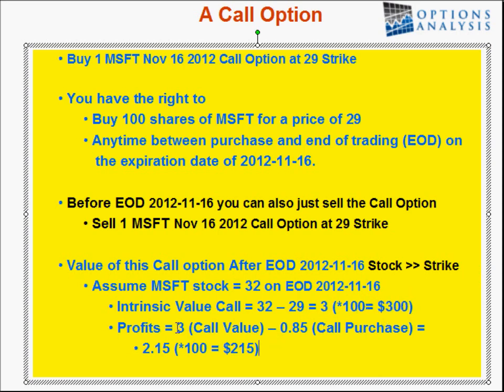We take the 3 that we got, if Microsoft is at 32 at expiration, minus the 0.85 points that it cost us to buy the call option, and we get a profit, when we multiply by 100, of $215. That's the value of the call option by buying at 29, selling at 32, minus the purchase of the call option of 0.85.